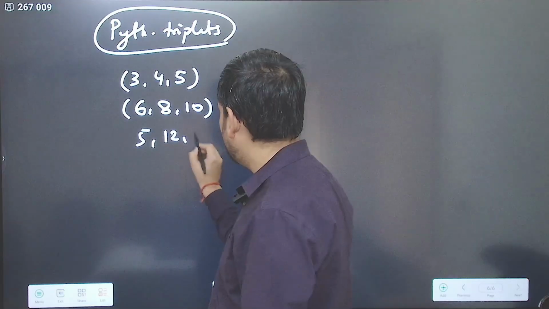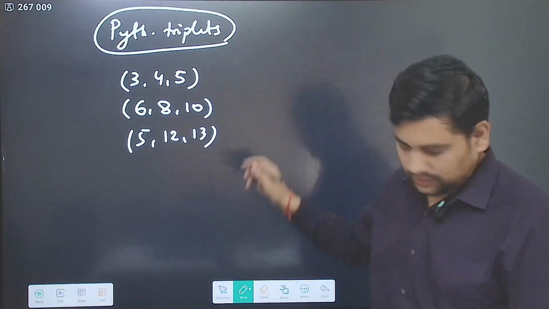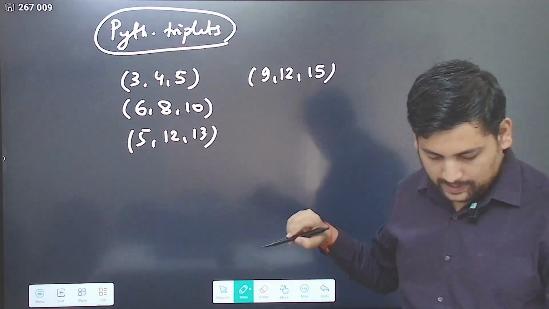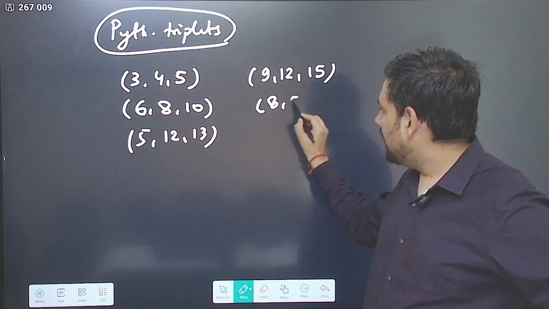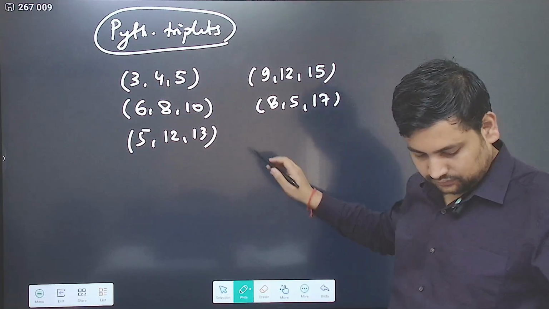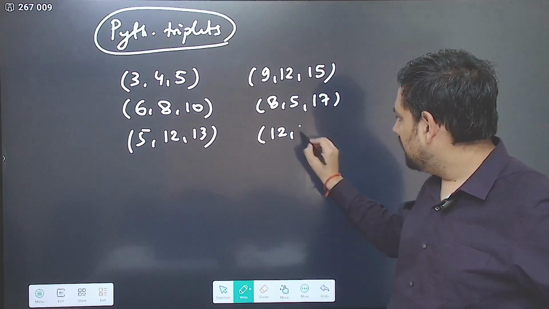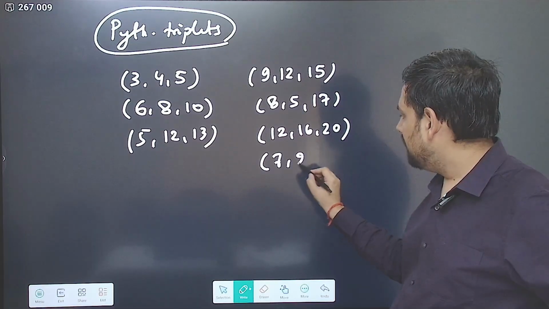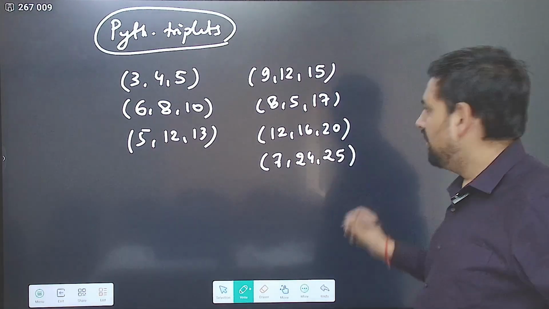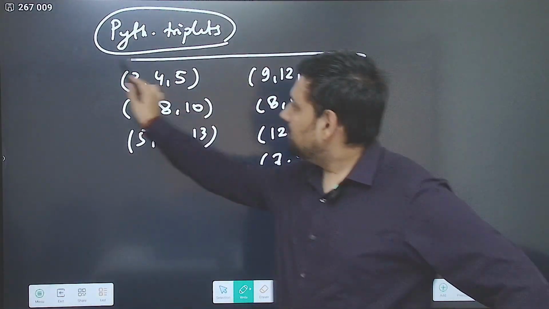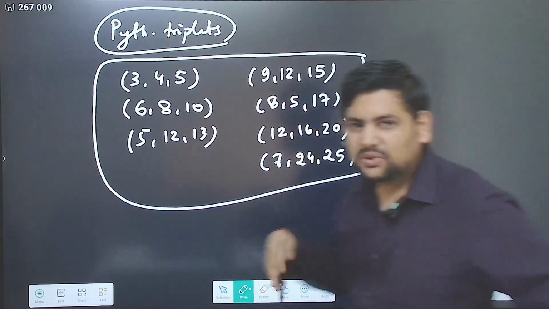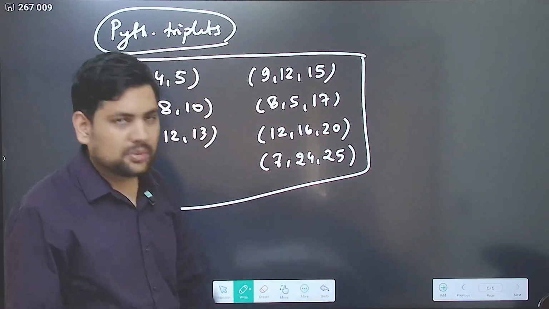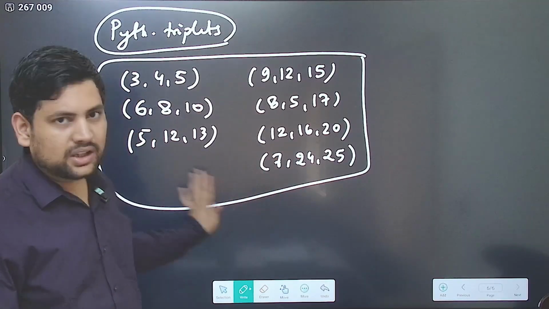Now next is 5, 12, 13. Next is 9, 12, 15. Next is 8, 15, 17. Then 12, 16, 20. And last, 7, 24, 25. Just have a look at them. If you can remember them, it's good. It will be used in other chapters also, like number system and all. Everywhere you can see these triplets being used. So just at least remember these many triplets.